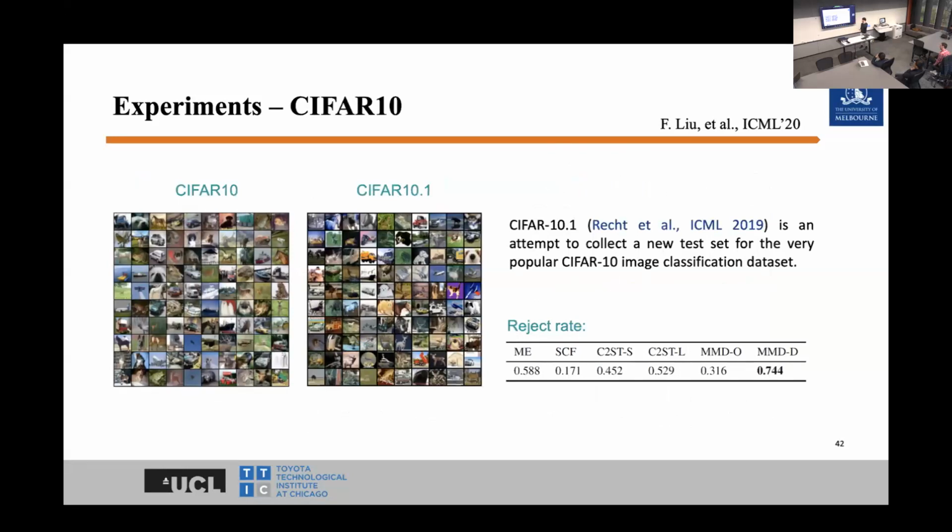And then we answer the question from the very beginning: are CIFAR-10 and CIFAR-10.1 from the same distribution? The answer is no. Many previous methods tell the same thing, that they are from different distributions. Here alpha is 0.05, so if the reject rate is higher than alpha, we can say it's from different distributions. And our method has a very high reject rate here compared to other methods.